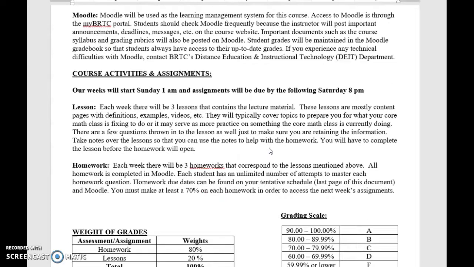So, course activities and assignments. Our weeks are going to start on Sunday, well, except this first week since we start on Tuesday. But otherwise, they will start on Sundays, and the assignment is due by the following Saturday at 8 p.m. Okay. So each week there's going to be 3 lessons and 3 homeworks. The lesson is where you get all the lecture material. It's got the definitions, examples, videos, how to do everything. It's all there in the lesson for you.